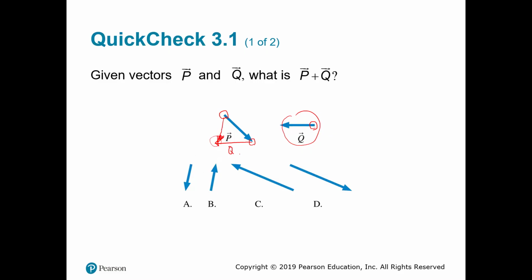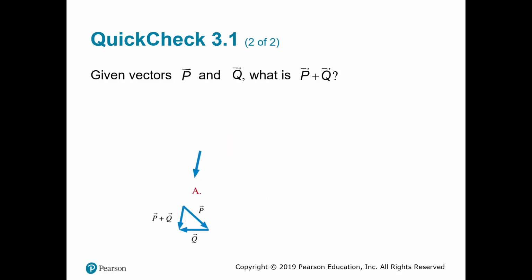This is your P plus Q vector. So the answer is A. One very confusing concept of a vector is here.